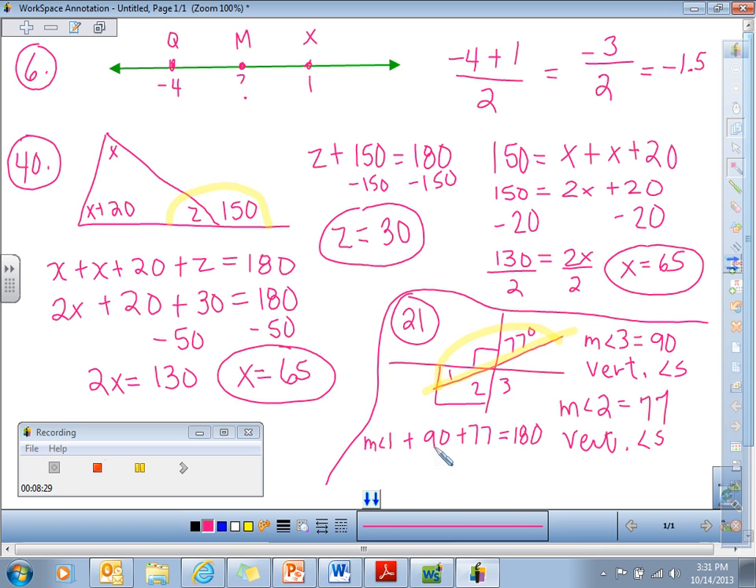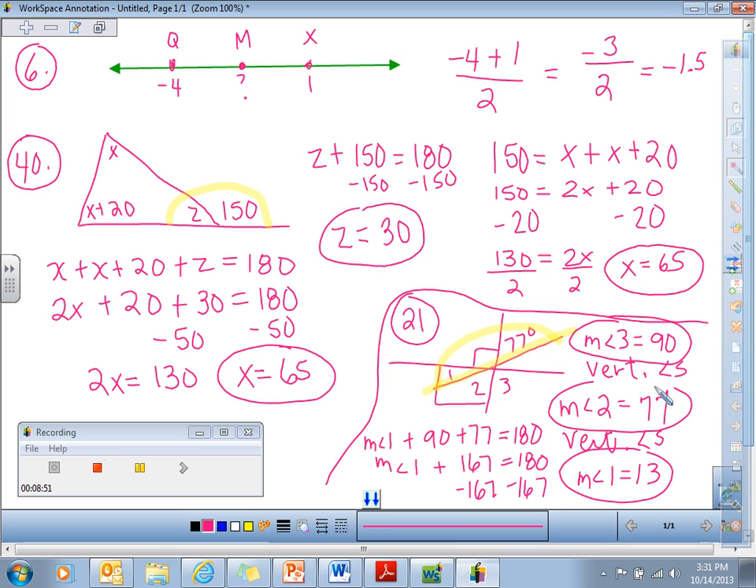So the measure of angle 1 plus 90 plus 77 is equal to 180. So what's 90 plus 77? The measure of angle 1 plus 167 is equal to 180. And then subtract 167. The measure of angle 1 is equal to 13. Angle 3 and angle 2. Does that make sense? Okay, any more on that do not involve graphing? Do you have any more questions on those?